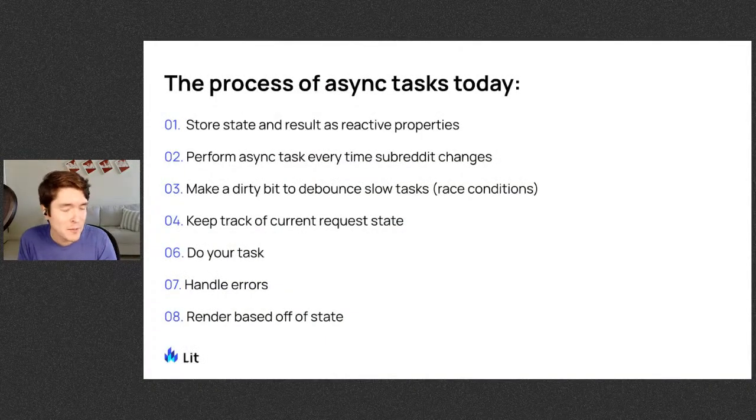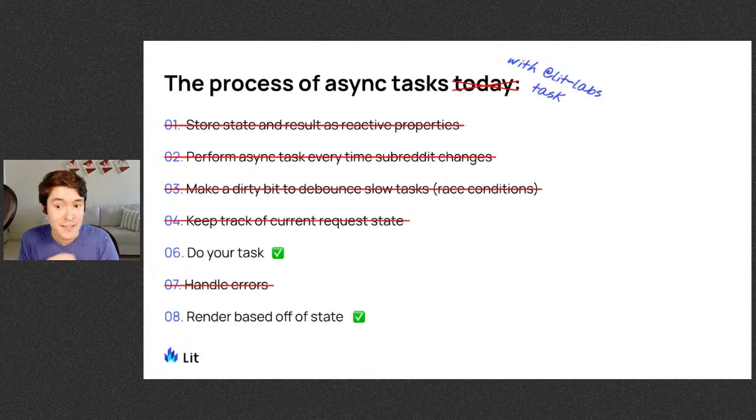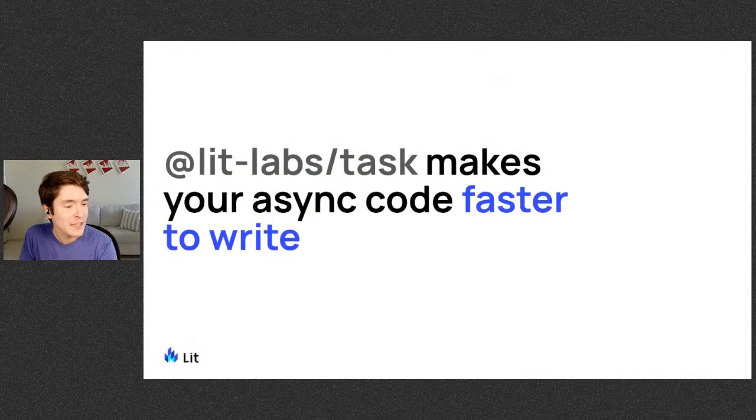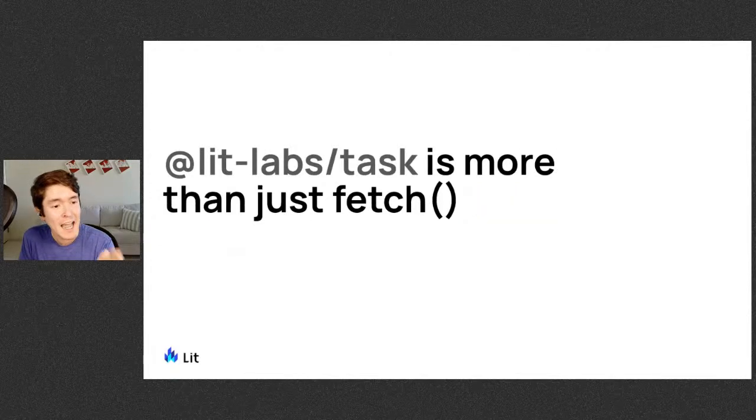And remember the steps that we had to take to build our app? Task takes you down to this. You do the task, then you just render your states. There are a lot fewer steps to accidentally forget or mess up. Again, Lit Labs Task makes your async code faster to write, more focused, and Task is more than just fetch. You can do almost any async work you want to do.